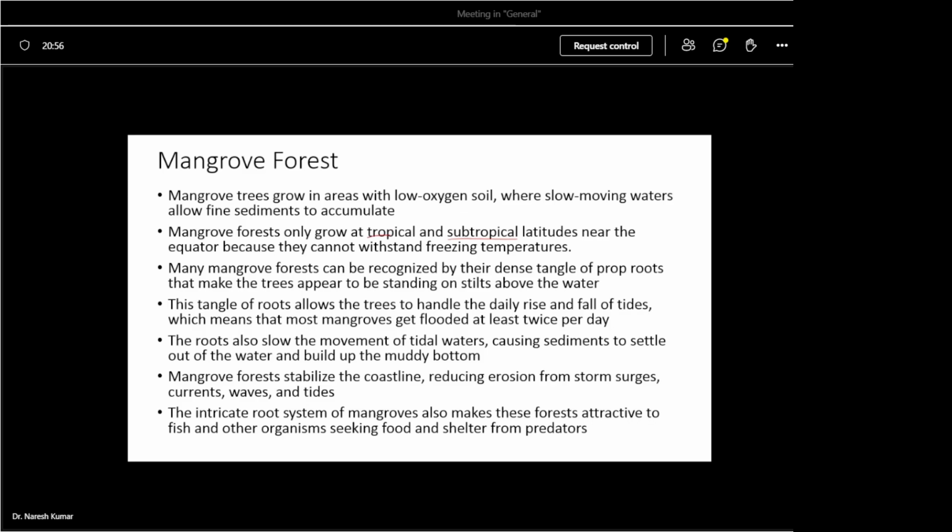It helps in reduction of erosion from storm surges, and it also acts as a buffer from currents, waves, and tides. This is, as I told you, a very productive ecosystem, so you can find lots of fishes and other organisms seeking food and shelter. That means mangroves serve as habitat for various varieties of fishes and other organisms.